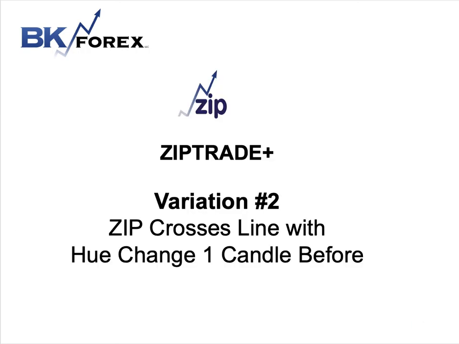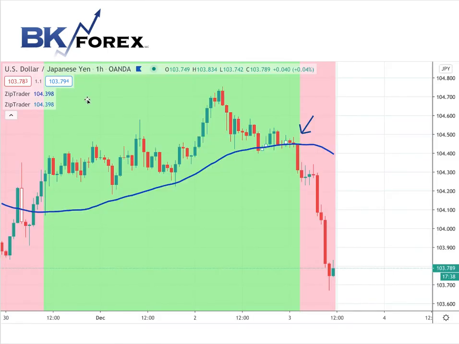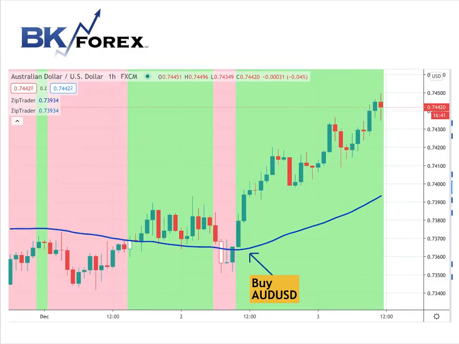The next variation is when zip crosses the line with a Q change 1 candle before. So we get the drop below the indicator line 1 candle before the background color changes. So the price action was a little quicker on the short-term basis than the long-term basis to adapt. And that's okay. It can be just as a powerful signal as you saw here in dollar yen and as you see here in the Aussie dollar.